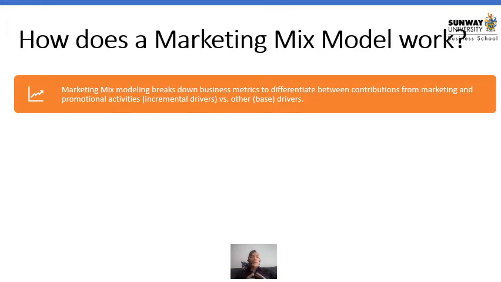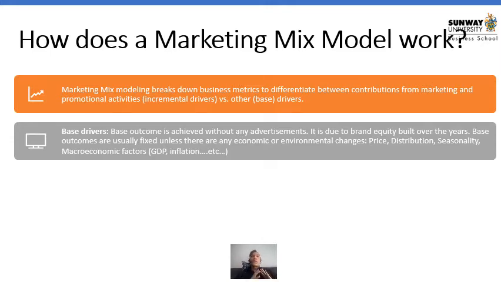Well, first off, marketing mix modeling breaks down your business metrics to differentiate between contributions from the marketing and promotional activities. The promotional activities could be the incremental drivers, versus the other base drivers. Now, the base drivers are basically the base outcomes without any advertisement. It could be brand equity built over the years. These base drivers are usually factors that are beyond our control, and they are fixed. So things like price, distribution, seasonality, and macroeconomic factors.